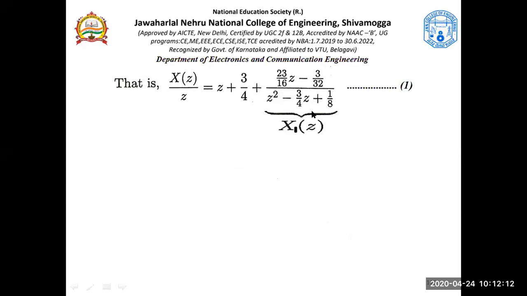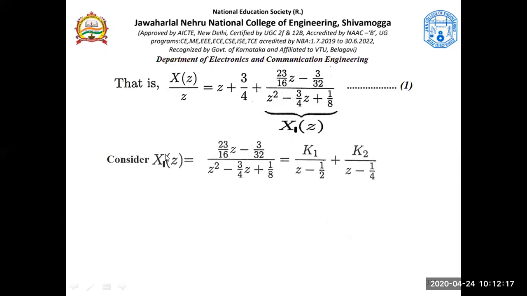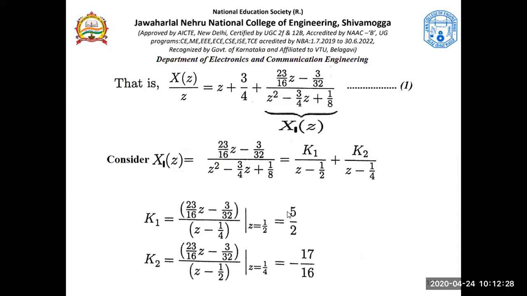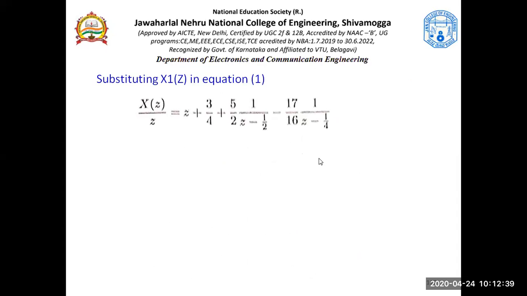This proper fraction term you call X1(z). Deal with X1(z). This is again very similar to what we have been doing. This is pure mathematics. There is no signals and systems concept involved. Find k1 and k2, which happen to be this. Substitute this k1 and k2 in this equation. So your X1(z) would look like this. Okay, now after this is X1(z).